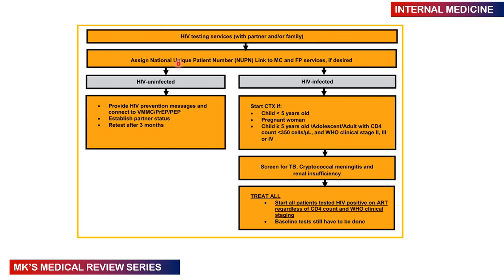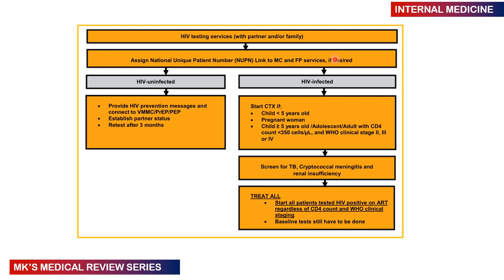Then, of course, we should assign them a national unique patient number, if they desire so. Then, if they are HIV negative, we provide them with HIV prevention messages. We actually offer them PrEP or PEP, depending on the situation. Then, of course, we establish the partner status as well, and we retest them after every 3 months.